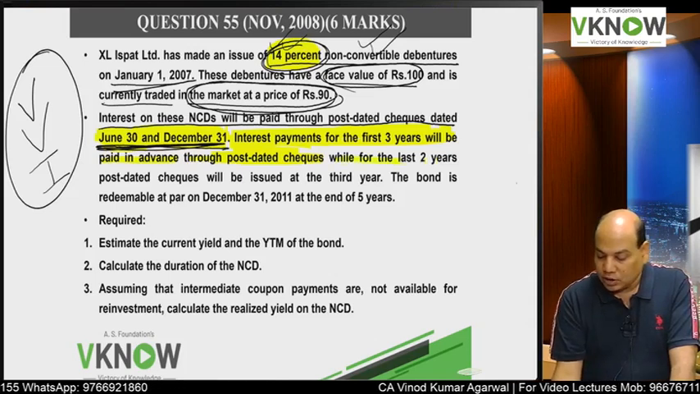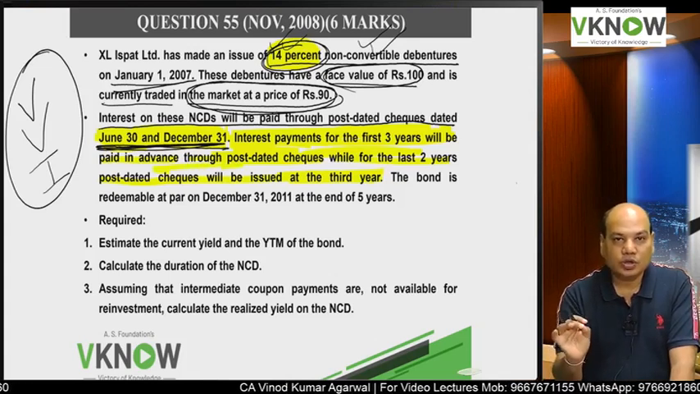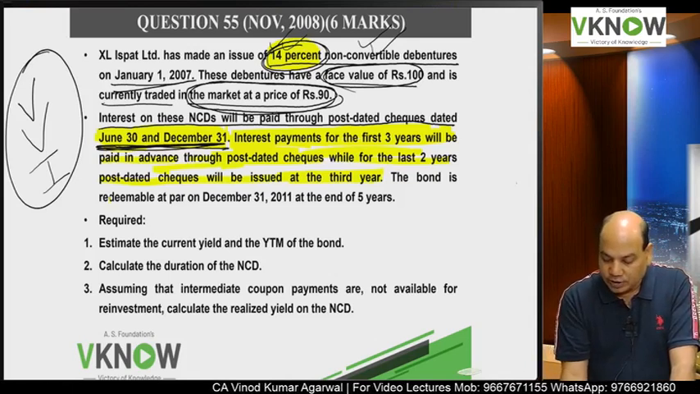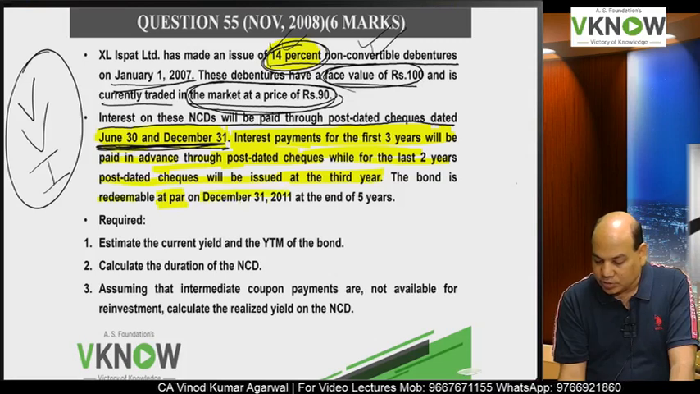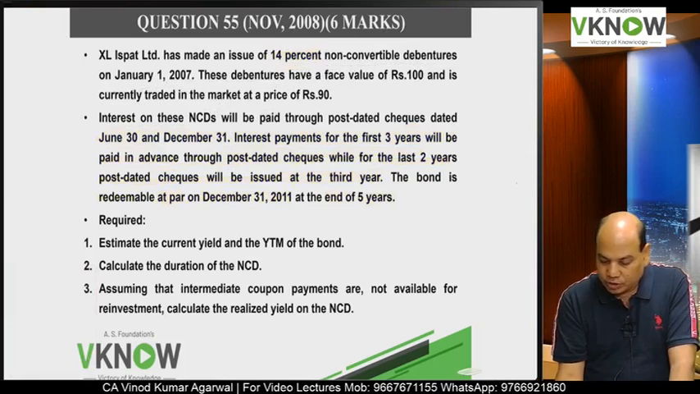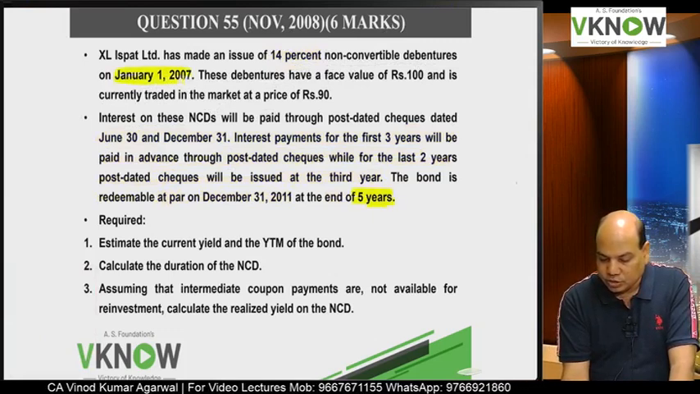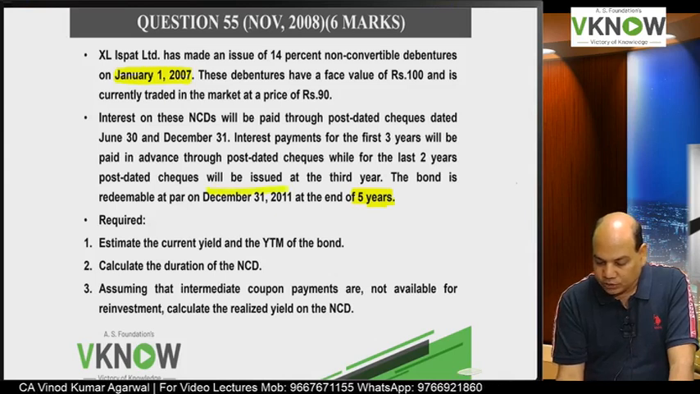Then the last 2 years post-dated checks will be issued at the third year, again a useless line. This whole thing is useless, which means the total term to maturity is 5 years. The bond is redeemable at par. Redemption is at par on 31st December 2011 at the end of the 5th year. So the total life of the bond is 5 years. You can count also 1st January 2007 to 31st December 2011, 5 years.